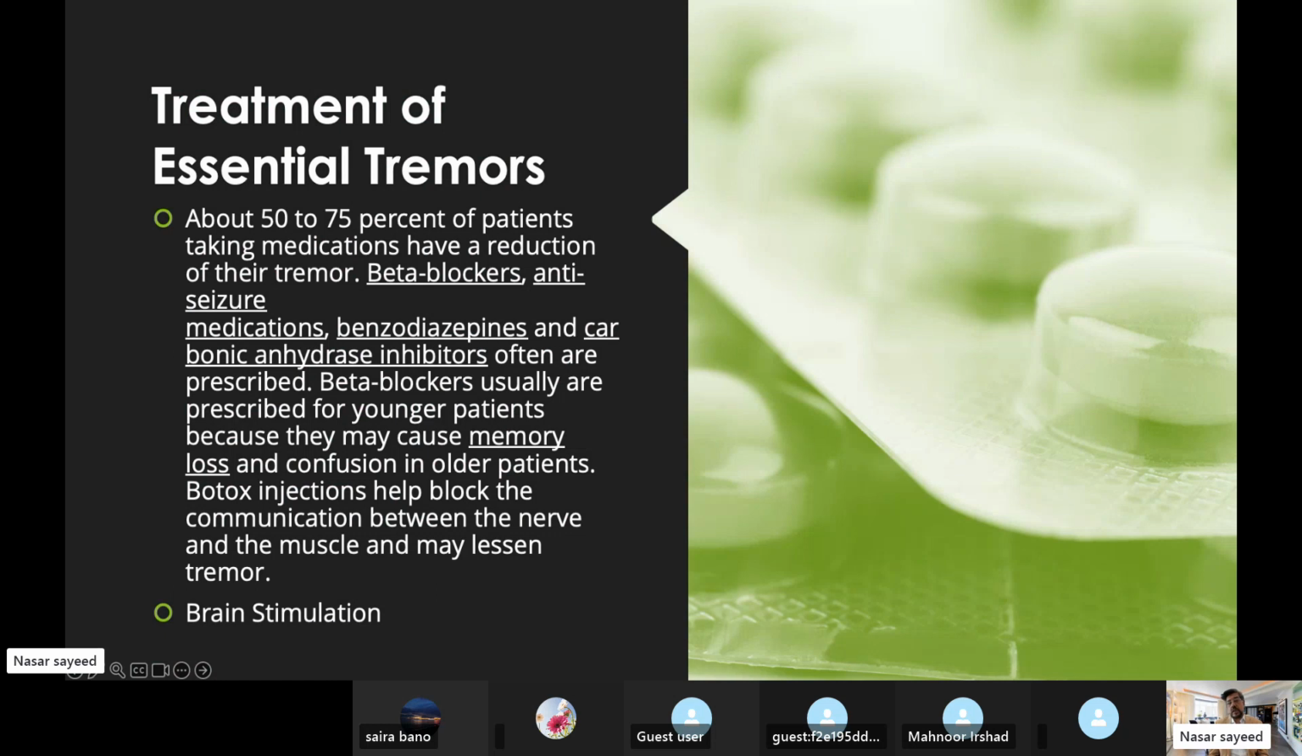Now, again, the treatment stays the same. Most of the time, the physician prescribes beta blockers for essential tremors. Again, for me, it is not the best choice. Anti-seizure medication or beta blockers, I usually avoid them. Best is either you give benzodiazepines or you give anticholinergic drugs. And the safe option is carbonic anhydrase inhibitors. So this is the third-line drug, which I prefer, and it is better than the previous ones. Carbonic anhydrase inhibitors.